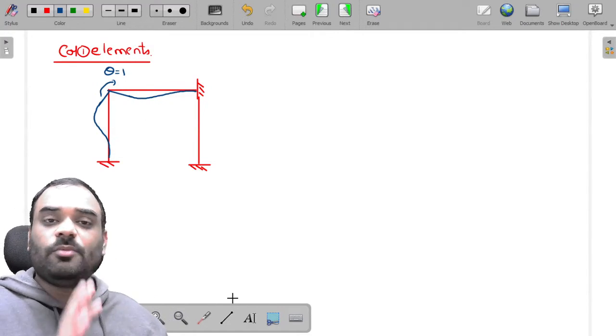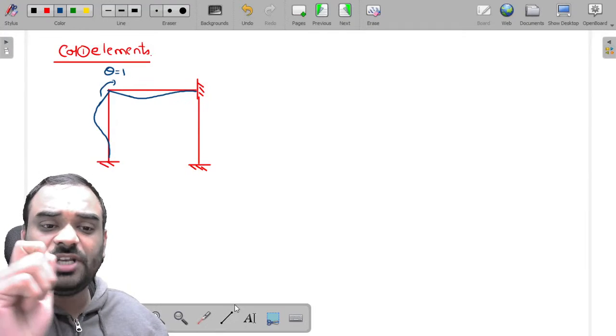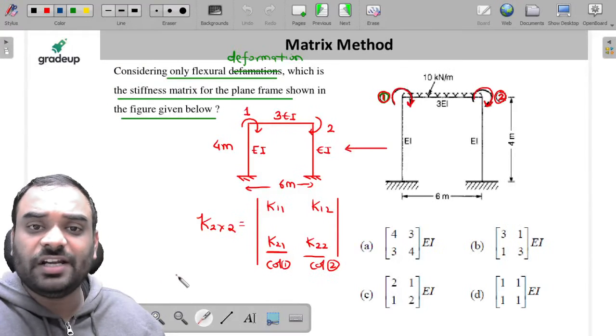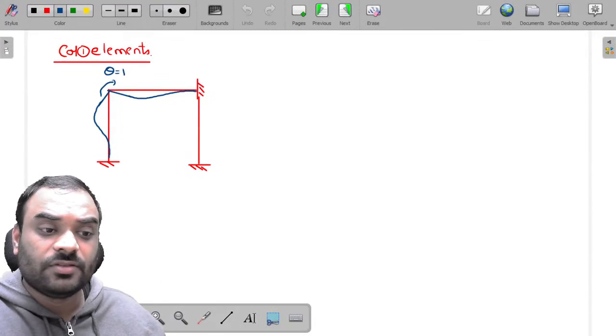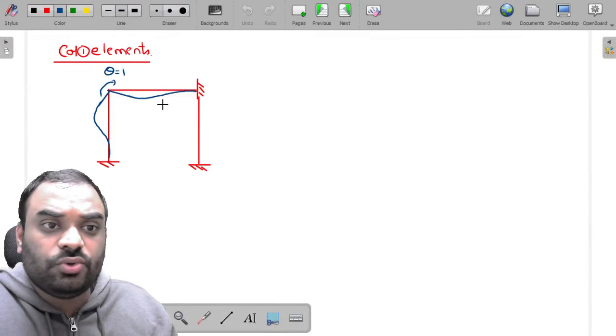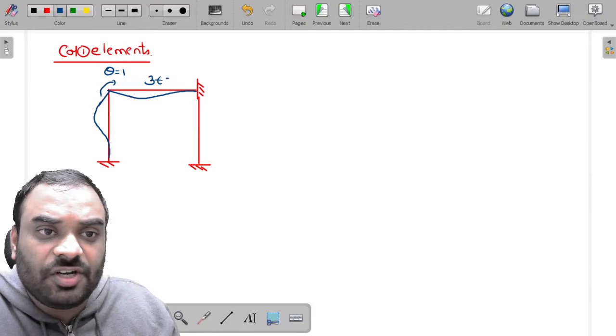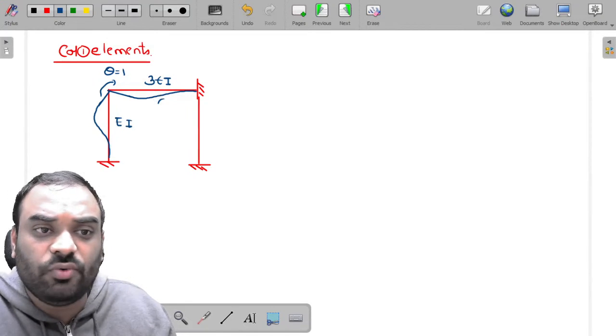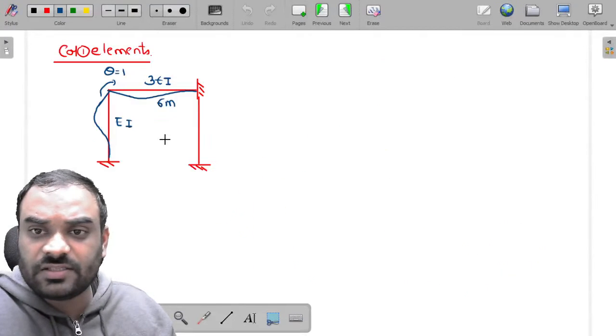Okay, sir. Now, my dear friends, how much movement is required to rotate this particular joint? Can anybody tell me? You know that it is nothing but summation of K. So this is equal to 3EI. The flexural rigidity is given to us as 3EI, and it is EI over here. And what is the length over here? It is 6 meter, and I think this is 4 meter.